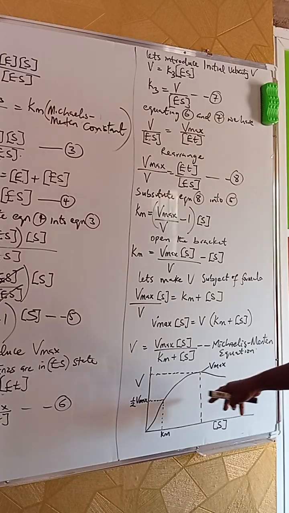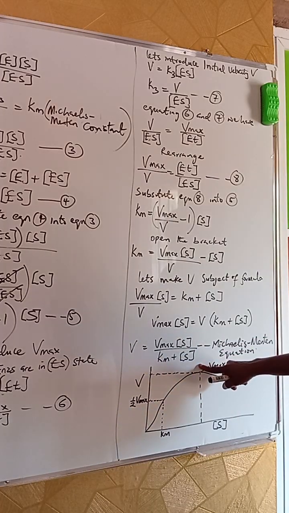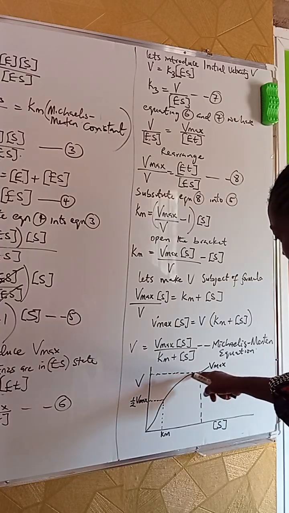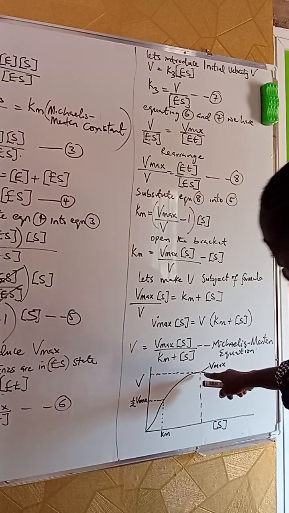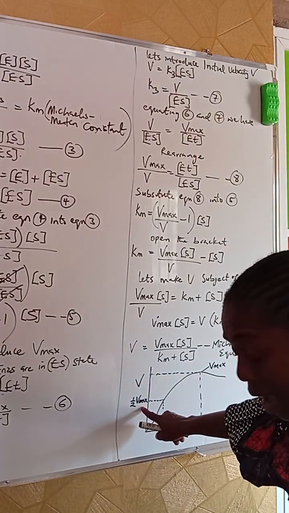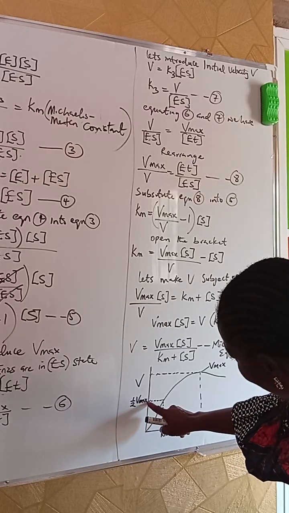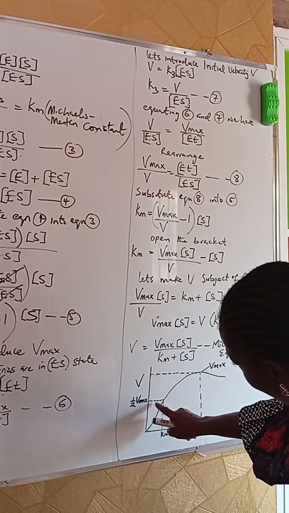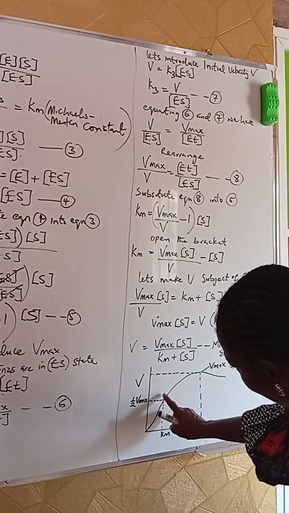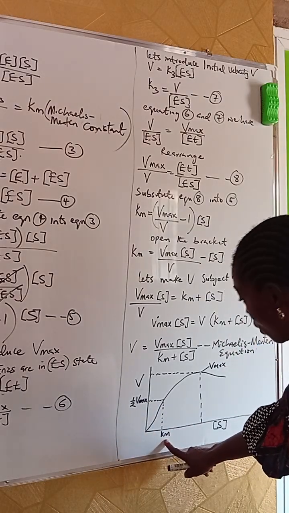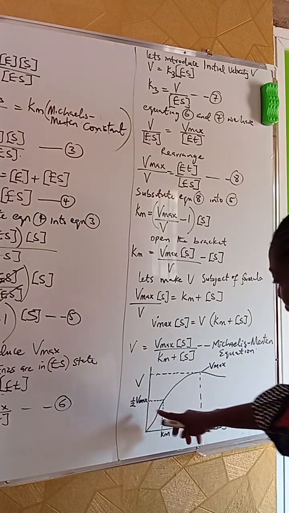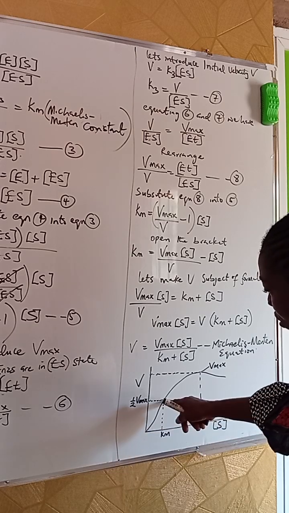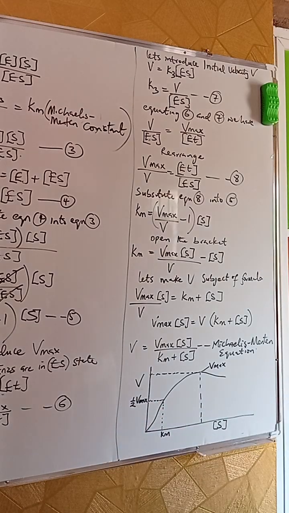Now for Km from this graph: this is the maximum velocity, which is the peak of the graph, and Vmax gives us the hyperbola. Half of that value is half maximum velocity, and that substrate concentration that gives half maximum velocity is what we call the Km. So if you have a Michaelis-Menten graph, the Km is the substrate concentration at half of the maximum velocity of that enzyme-catalyzed reaction.